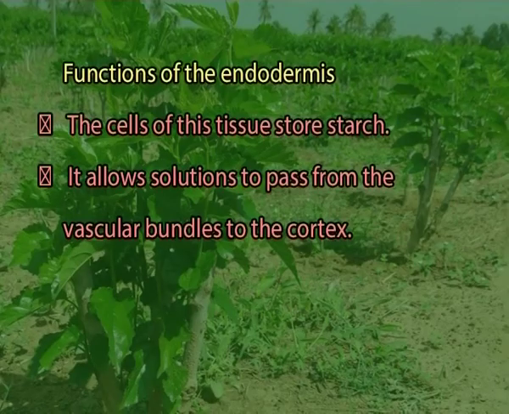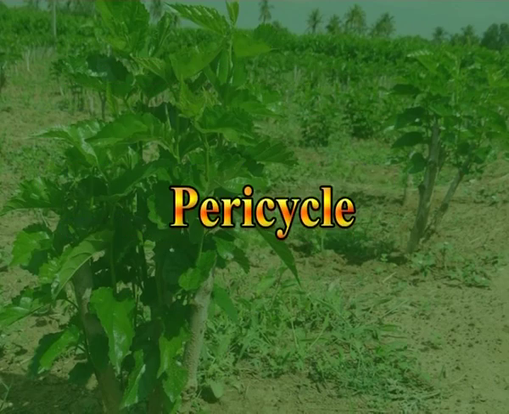Endodermis. It forms the innermost layer of the cortex. This is a wavy layer of one cell thickness and consists of barrel-shaped parenchymatous cells without intercellular spaces. The endodermis is also called starch sheath as it contains a large number of abundant starch grains. The cells of this tissue store starch. It allows solution to pass from the vascular bundles to the cortex.